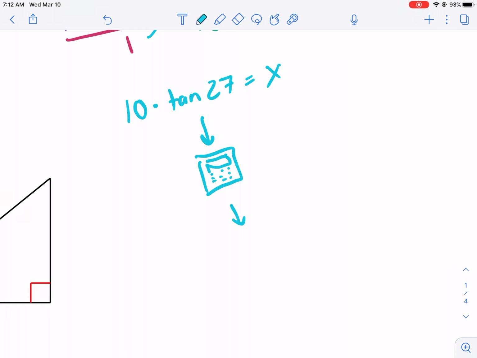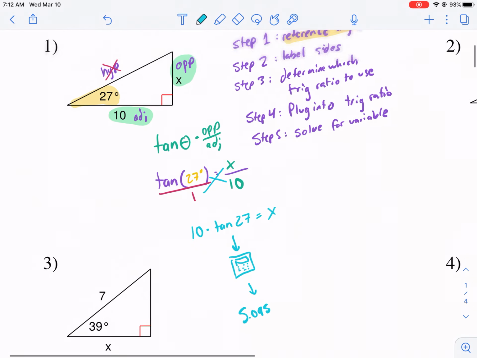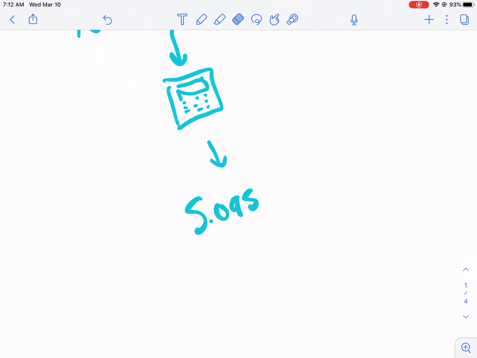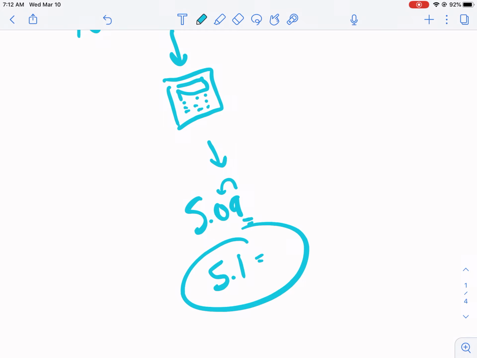What are we rounding to? 5.095. What are we rounding to? So the nearest tenth. Oh, great. Okay, so I only need the hundredths place because I'm rounding to the nearest tenth. It's a 9, so I'm going to round up. 5.1 is equal to x.